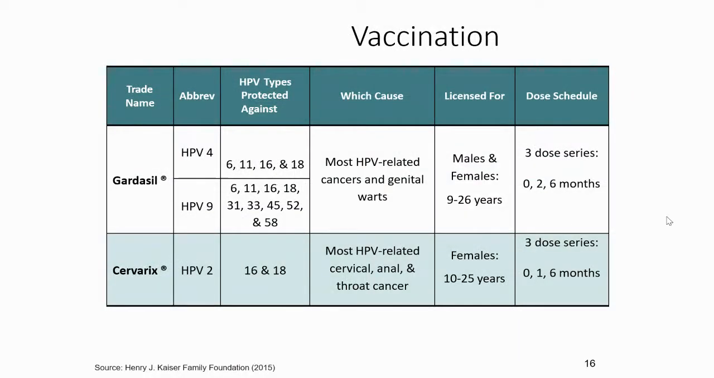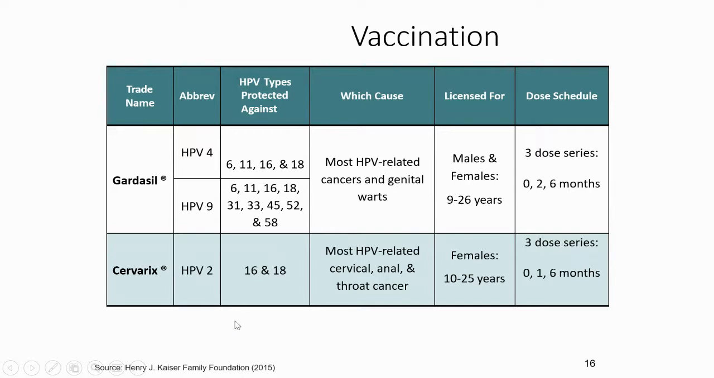The two major vaccinations in the United States are Gardasil and Cervarix. And what you can see here are the different types. So there's HPV-4, which protects against 4 strains of HPV. There's the HPV-9 that protects against 9 strains of HPV. And again, most of these are the ones that cause cancers and warts. It's licensed for males and females from 9 to 26. And it's a 3-dose series. So you have your first one, then 2 months later you have the next one, and then 6 months later you have your last one.